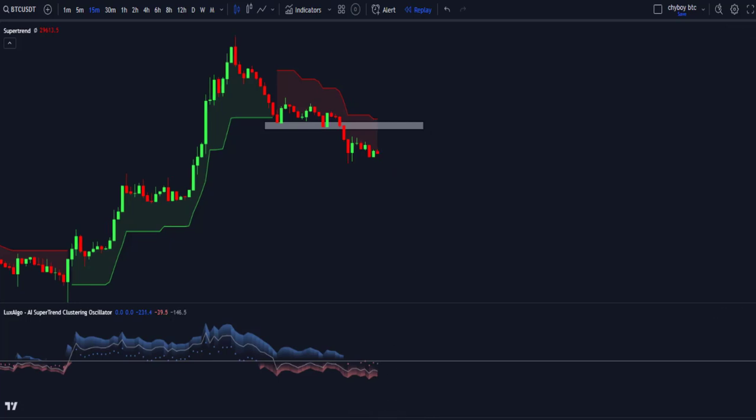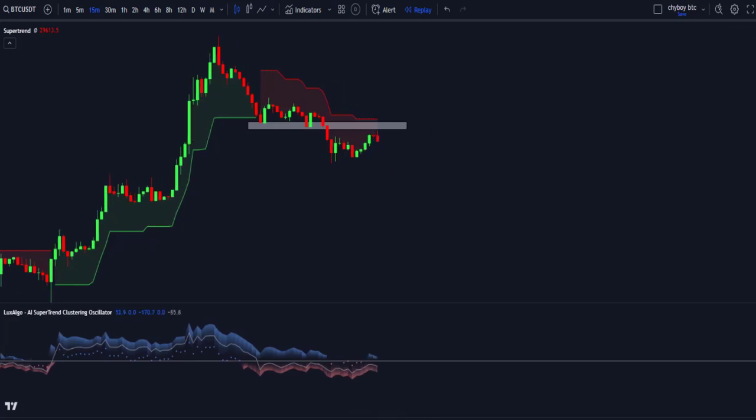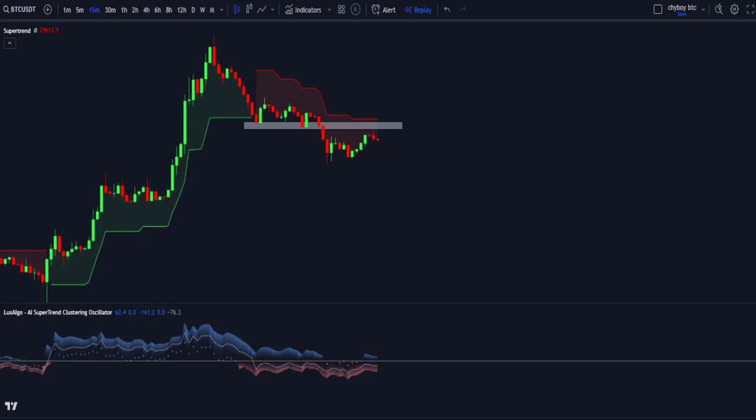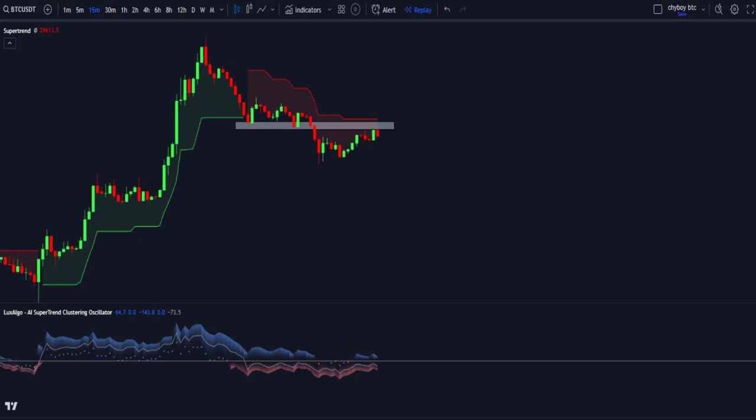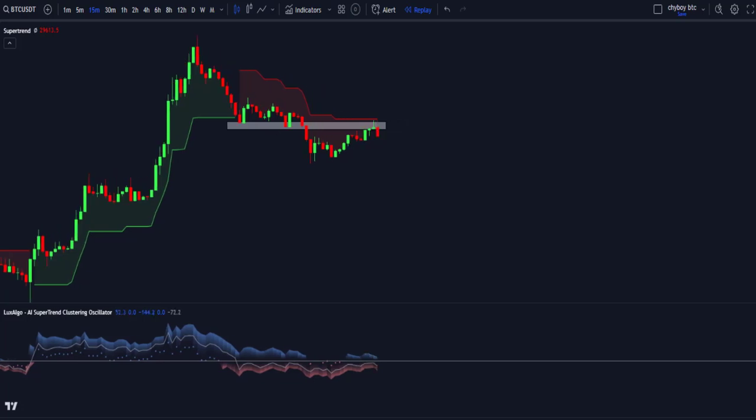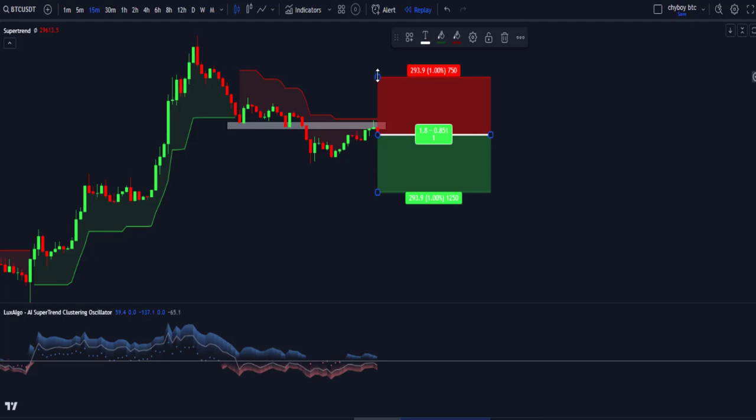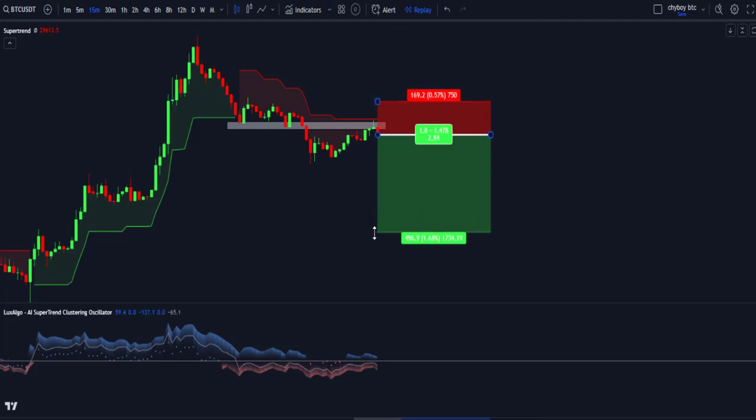On waiting patiently, we see price retesting the resistance. Then we wait to see price forming a reversal pattern on the resistance. And on seeing a reversal pattern, then we can enter a trade, setting our stop loss above the resistance and targeting 3 risk-reward ratio, or you can hold the trade on until you see a sign of reversal with the super trend.